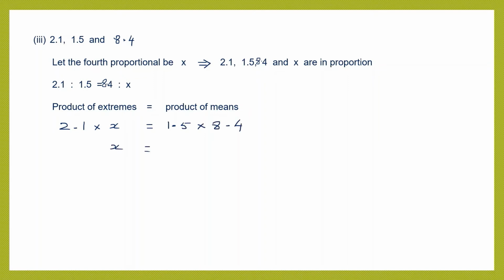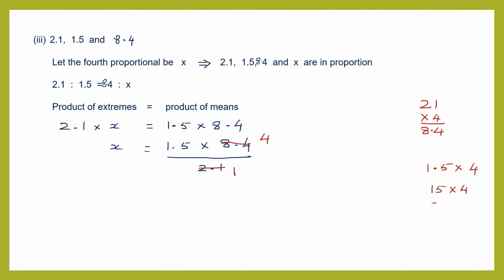Now to find x, we leave what is on the right hand side as it is: 1.5 into 8.4. And now we bring the 2.1 from the left hand side to the right and make it division, 2.1. Now we can cancel. Let's try 2.1 into 4. 21 into 4: 4 ones are 4, 4 twos are 8. So 2.1 into 4 will give us 8.4. So this is 1 and this is 4. Now in my numerator I have 1.5 into 4, and the denominator is 1. Let's multiply 1.5 into 4. Ignore the point, it becomes 15 into 4, which is 60.